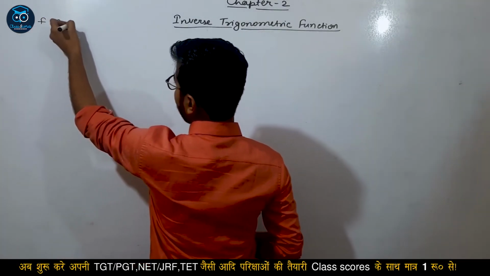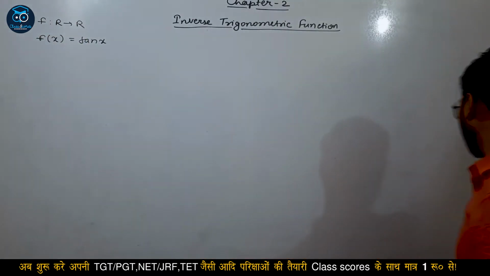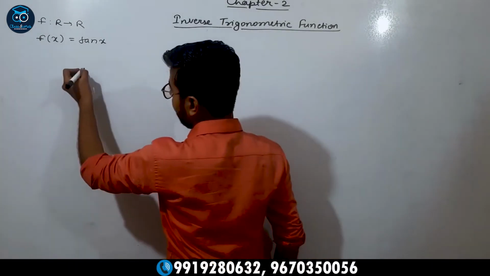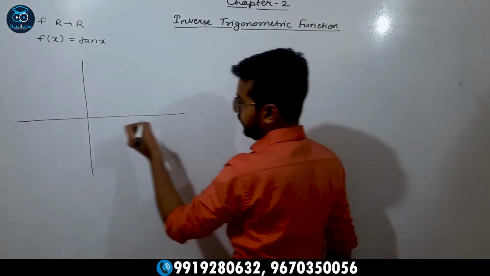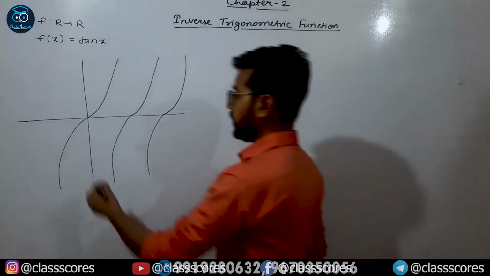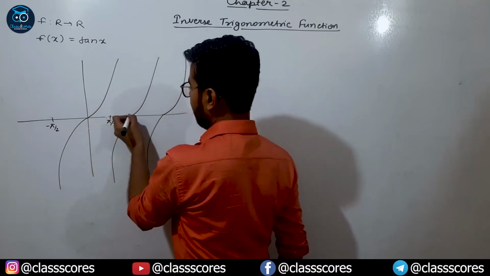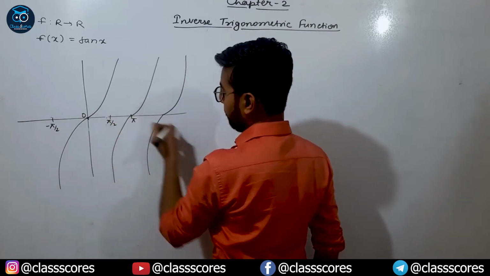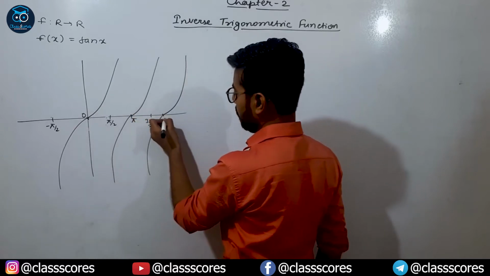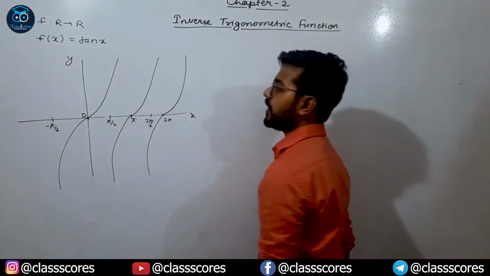towards our third function, that is f of x equals tan x. Now we are going to plot for the tan x. So first we have to draw the graph for f(x) equals tan x. It will look like this. Here it is -π/2, here it is π/2, 0, pi, 3π/2, 2 pi, and so on. So this is the graph for f of x equals tan x.